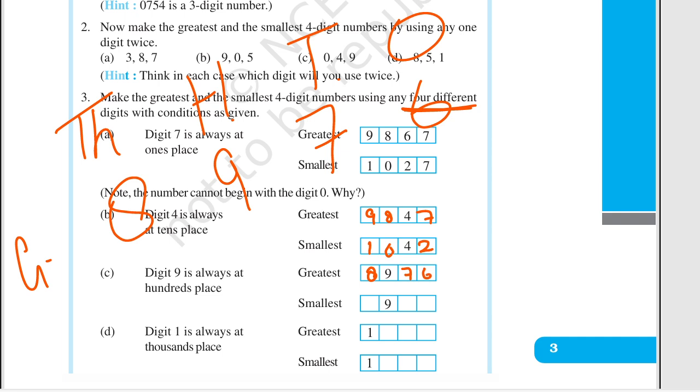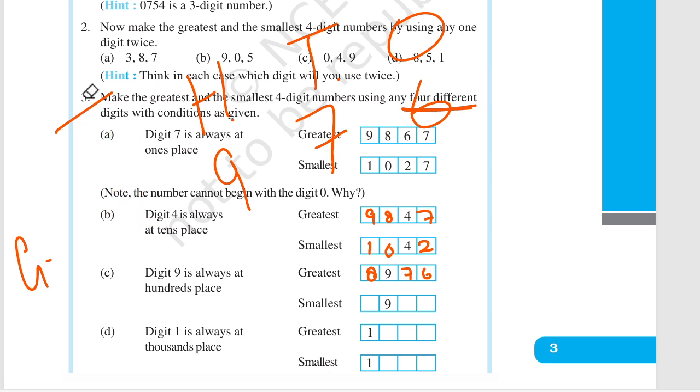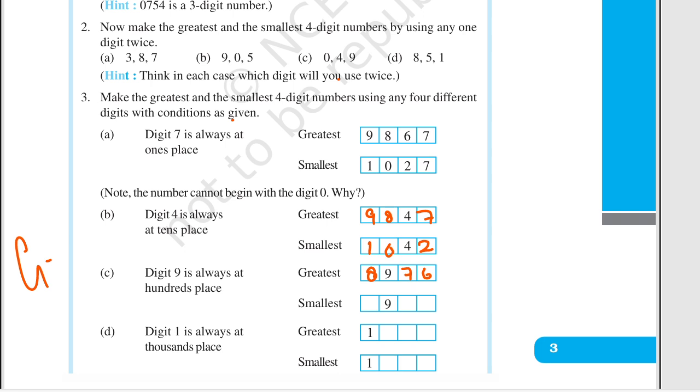8976 is the number we can make by using the four different digits. You can check it out, all the digits are different. Now we have to find the smallest number. For the smallest number, the same condition will be applied. 9 will always be at the hundreds place, so ones, tens, hundreds and thousands. 9 will be there at the hundreds place.